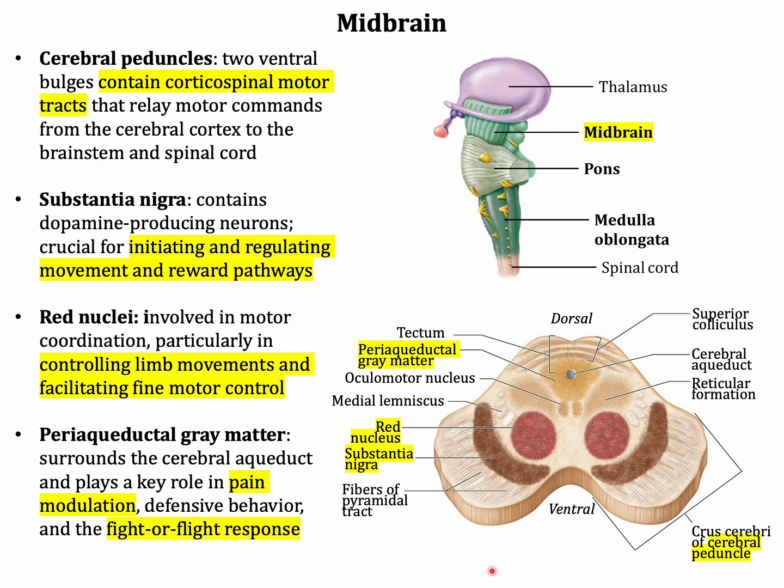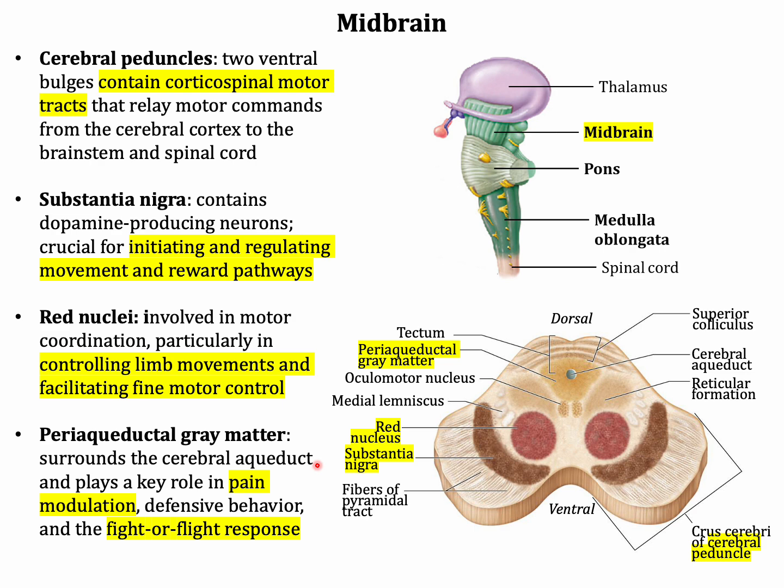The red nuclei, very red in appearance, has a high level of iron containing molecules, giving that coloration. This also contributes to facilitating fine motor control, controlling limb movements, so contributing to that whole motor control concept.